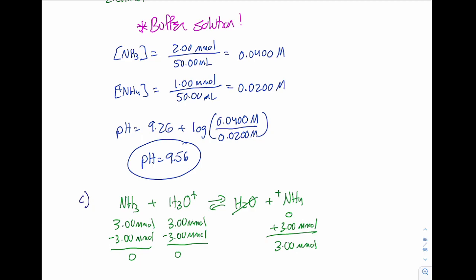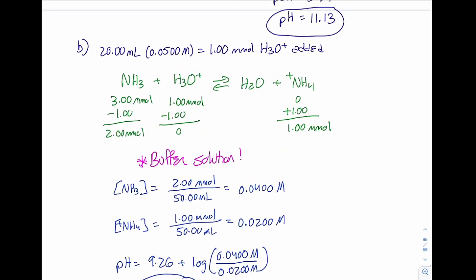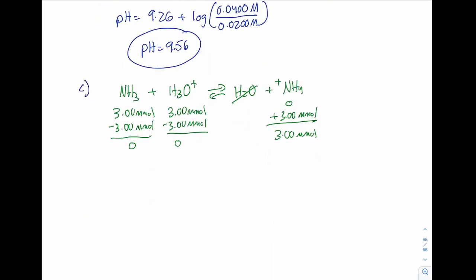So just comparing C to B, just so you can see the difference. If I look at B, after I did that change table, what I have is 2 millimoles of ammonia and 1 millimole of ammonium ions, which is the conjugate acid of ammonia. So I do have a conjugate acid-base pair. I have an amount of both of those, so that makes that a buffer solution. When I look at this one, both of these are 0, so I don't have anything there, but I do have 3 millimoles of this weak acid. So I have a weak acid solution.